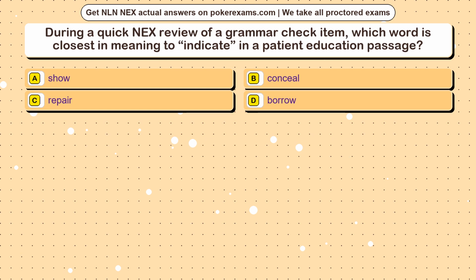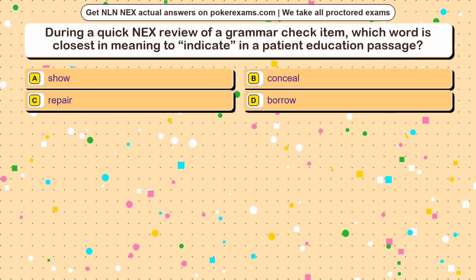Question 2. During a quick NEX review of a grammar check item, which word is closest in meaning to indicate in a patient education passage? Option A, show. Option B, conceal. Option C, repair. Option D, borrow.